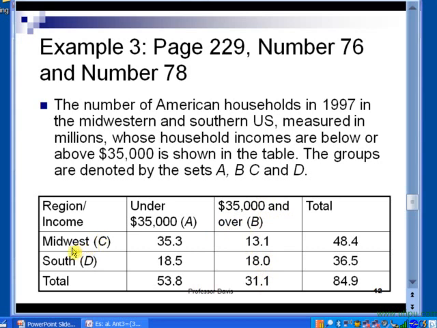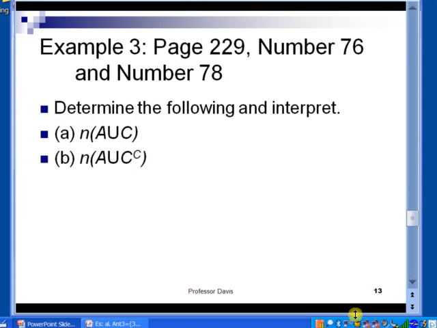And let's keep on going here while we're talking about it. The Midwest, which we've denoted by set C, that constitutes 48.4 million households. The Southern U.S., written by set D, consists of 36.5 million households. Again, a total of 84.9 million households altogether.